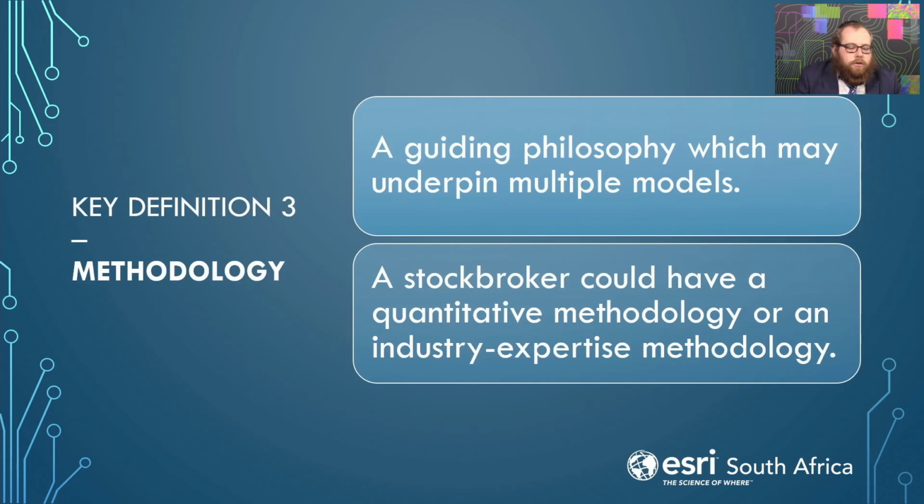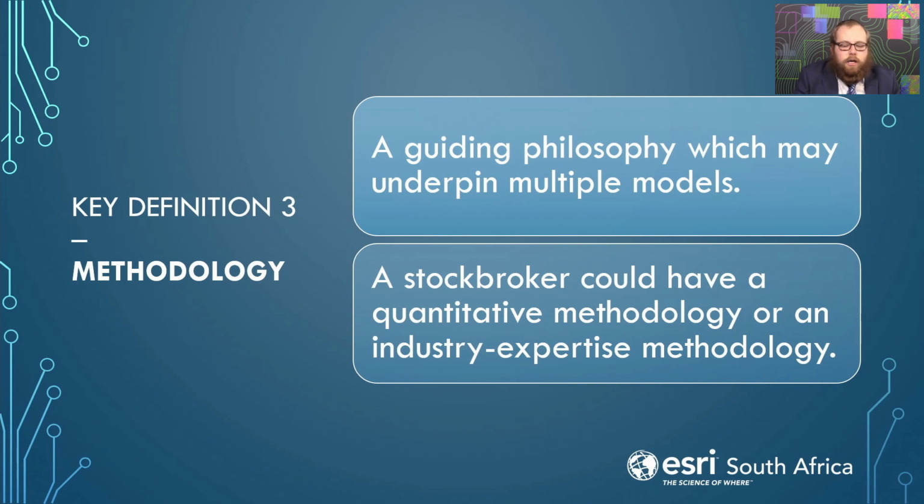The final term I'd like to define is methodology. A methodology is a guiding philosophy that could underpin many models. To go back to stocks, a stockbroker could have a quantitative methodology. He could crunch numbers before he decides whether to purchase a stock, or it could be industry specific. Or he could look at videos of the CEO doing interviews before he decides whether to purchase a stock. Those would be different methodologies.